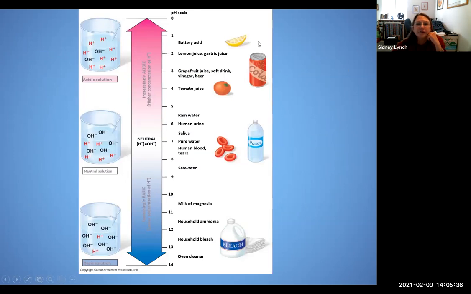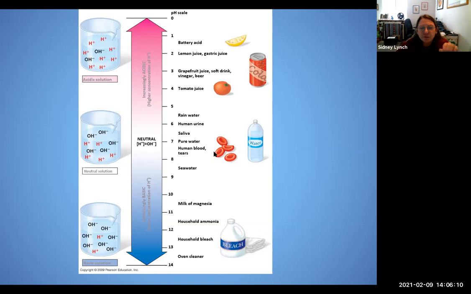Okay, and so this is the pH scale. This is just some normal everyday stuff and where it falls on the pH scale. So battery acid, really acidic. You don't want to touch that stuff. Lemon juice and gastric juice. So the juice in your stomach is pretty acidic. It's around a 2. Grape juice, beer, vinegar is around a 3. Tomato juice is around a 4. Rainwater is slightly acidic. Human urine is slightly acidic.